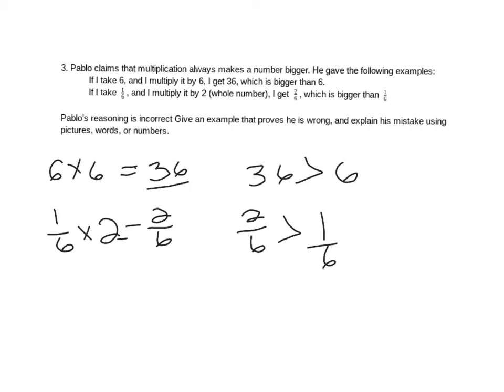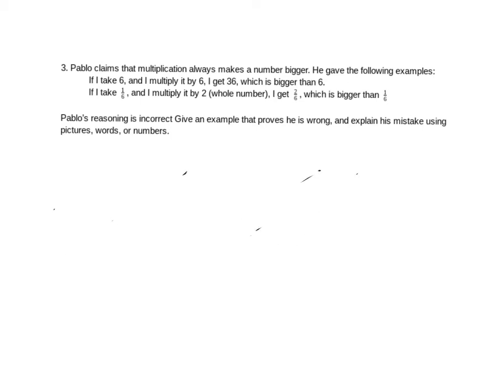That's true too. But Pablo's reasoning is incorrect. We need to give an example that proves he is wrong and explain his mistake using pictures, words, or numbers. Let's try that. So how can we prove that his reasoning is incorrect? Well, I know that if I multiply by a number that's bigger than 1, like 6 and 2, like Pablo did, I know that my number is going to be bigger than the initial factor. But if I multiply by a number less than 1, it should be smaller.